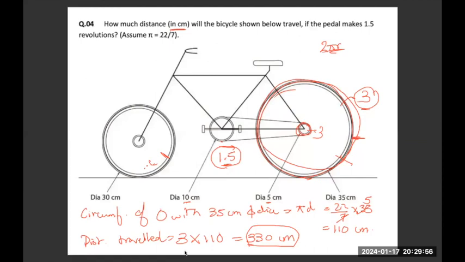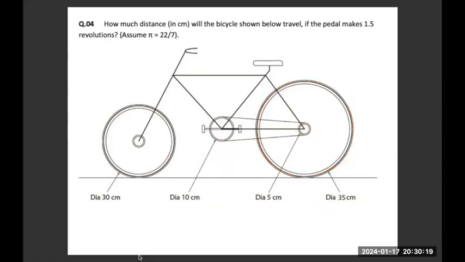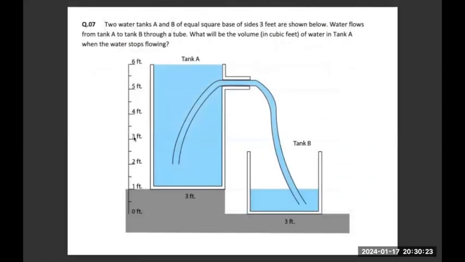Just 1 second. Okay. Let's move to the next one. Sorry, I had to reply to somebody.